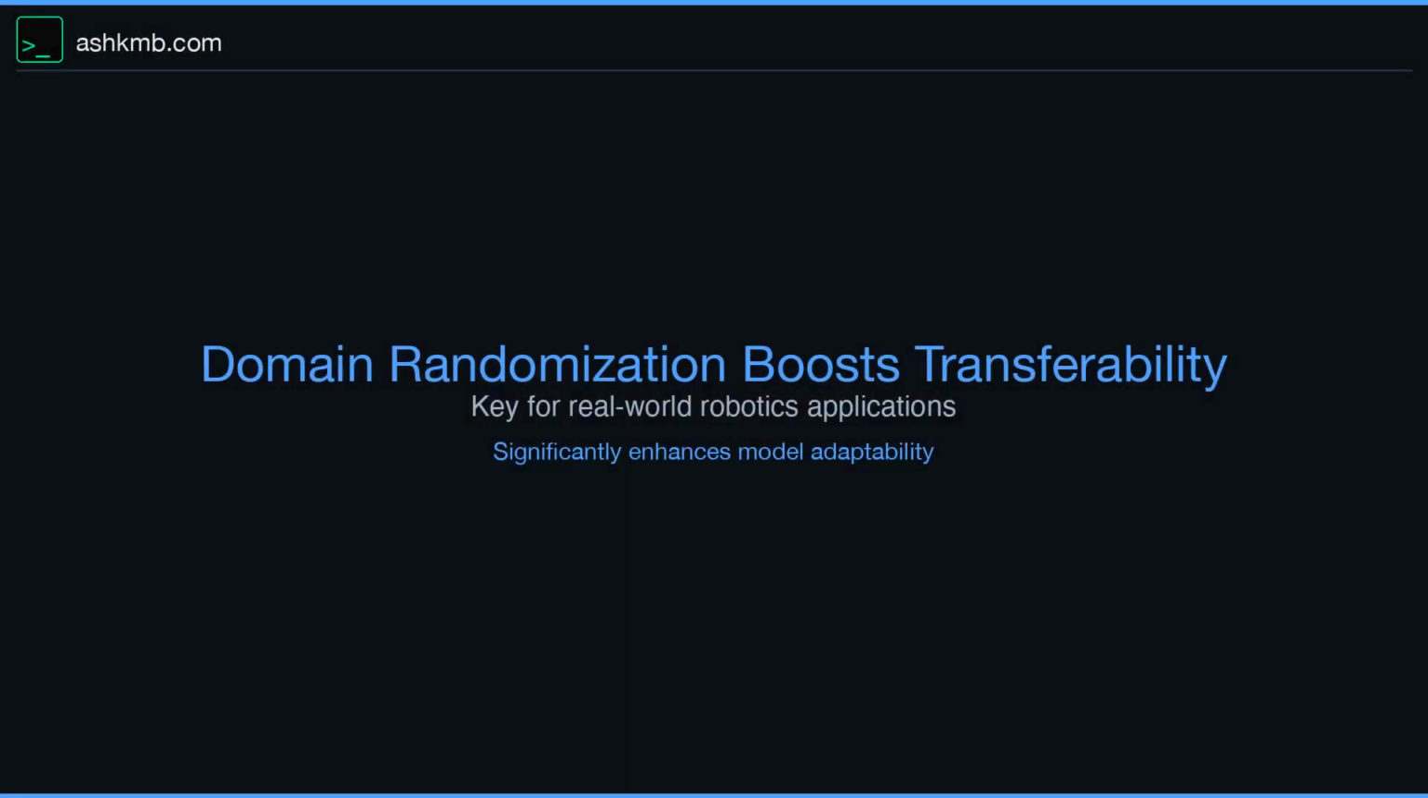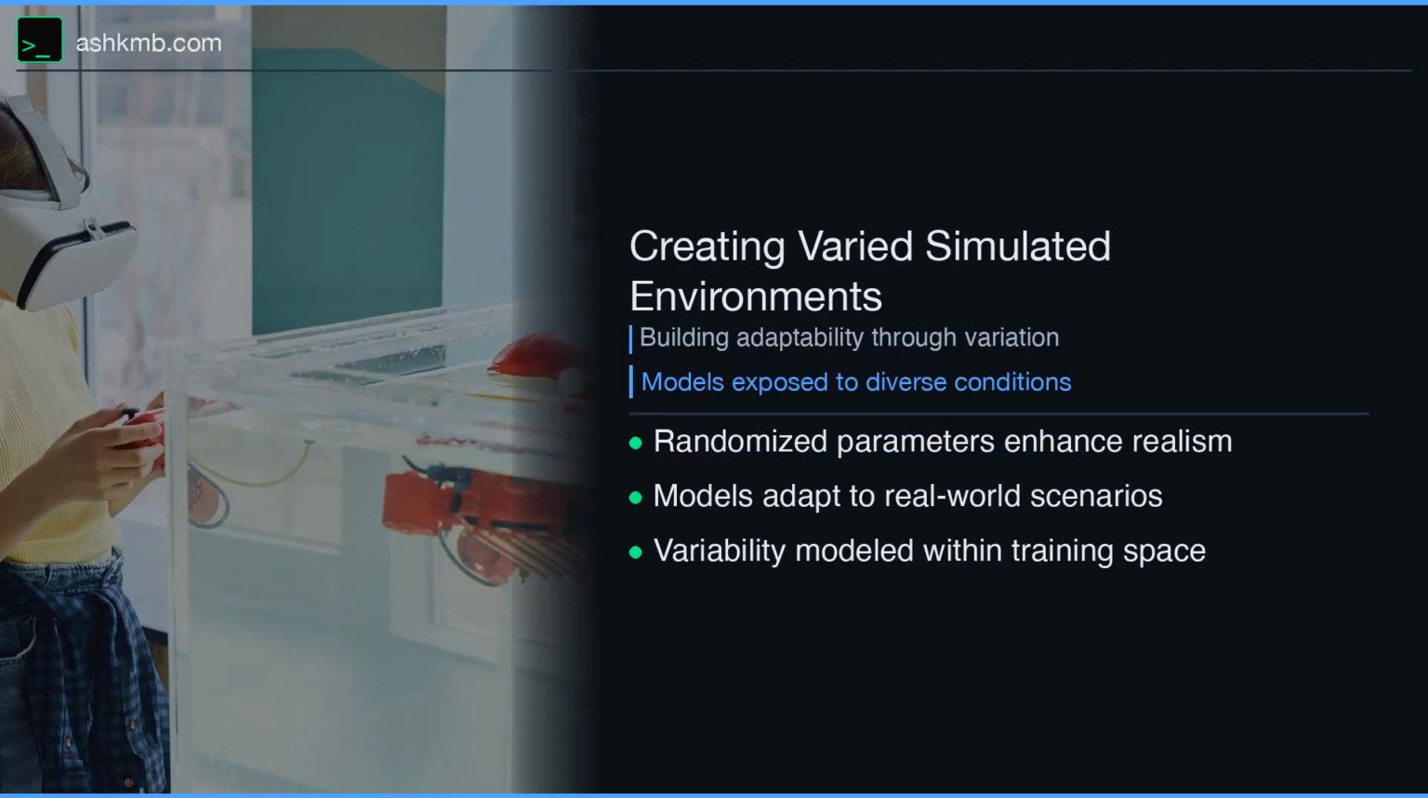Domain randomization significantly enhances the transferability of models from simulation to real-world applications in robotics by exposing them to a diverse set of training environments. Domain randomization creates a variety of simulated environments. By applying randomized parameters during training, the model becomes adaptable to real-world scenarios, which are represented as a specific instance within the randomized training space.